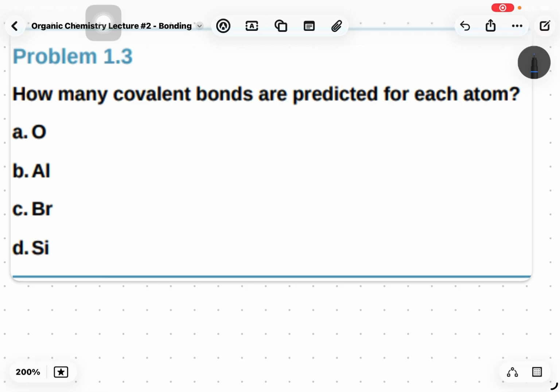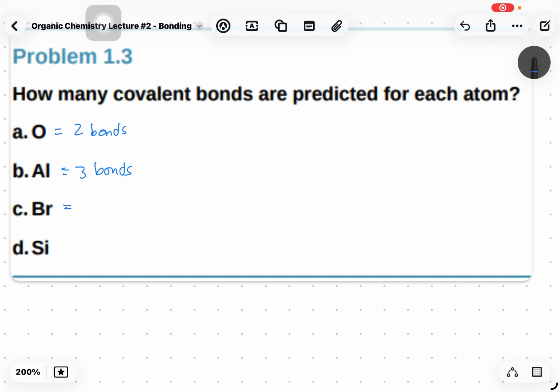Now, how many covalent bonds are predicted for each atom? We already know that for oxygen, it's 2 bonds. How about aluminum? Where is aluminum? Aluminum can be found in group 3A. Now, how many valence electrons do we have in group 3A? 3, meaning that aluminum can form 3 bonds. Should be able to form 3 bonds.